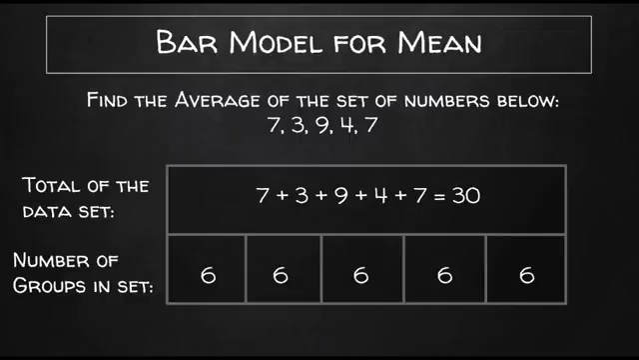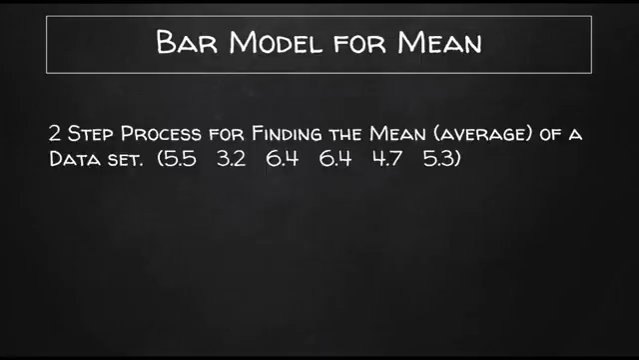So now we can see there's a 2-step process for finding the mean or the average of a data set. You don't always have to draw the bar in order to do this, but we do this to help us understand how the concept works and to make that concrete connection to the process and the visual understanding of that process.